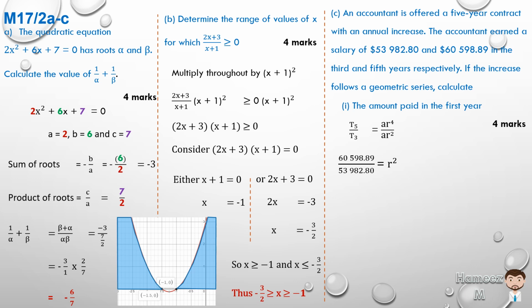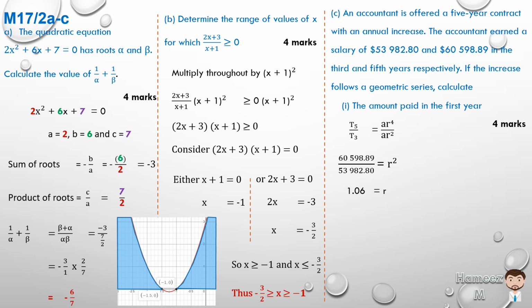So we can now solve for r squared and find the square root. So r, the common ratio, is equal to 1.06. What that means is whatever the first term is, to get the next term we multiply by 1.06, and to get the following term we multiply by 1.06 continuously. And that is our geometric series.